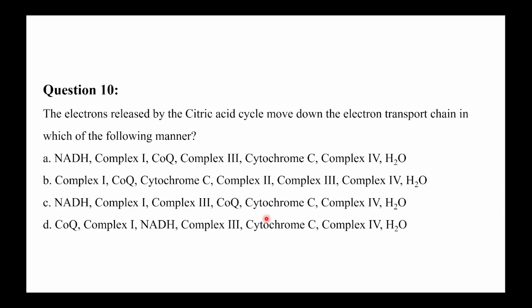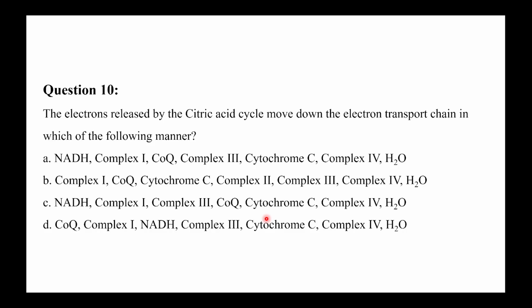Question number 10. Electrons released by the citric acid cycle move down to the electron transport chain in which of the following manner? So you have to tell the sequence of the electron transfer in the electron transport chain.